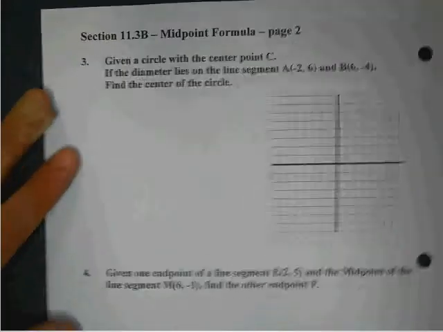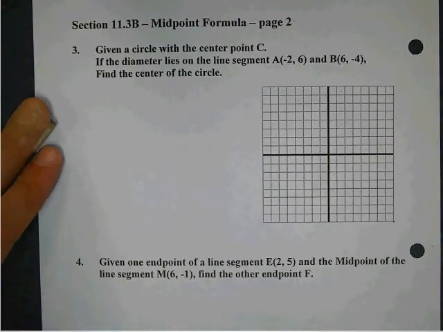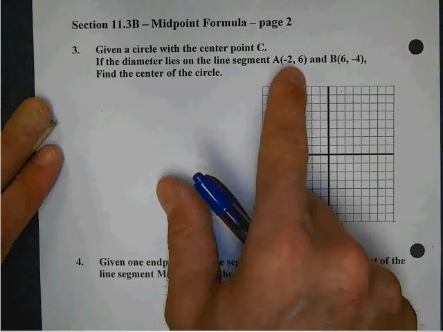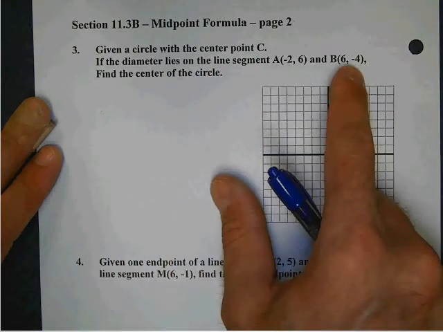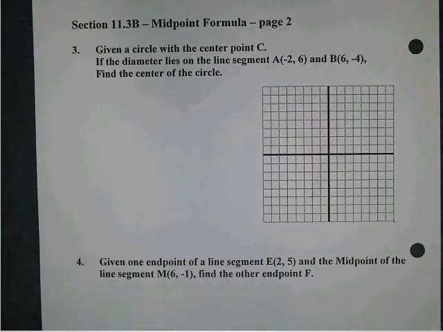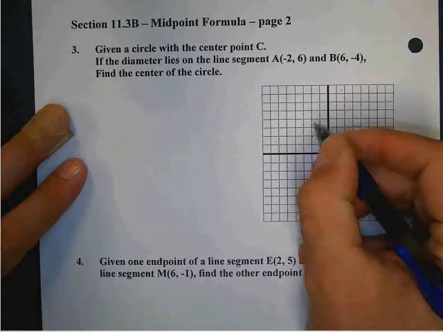I love applications. Given a circle with the center point C, if the diameter lies on the line segment A, negative 2, 6, and B, 6, negative 4, find the center of the circle. Well, I guess to do this, we better draw it. Negative 2, 6. 1, 2, 3, 4, 5, 6.